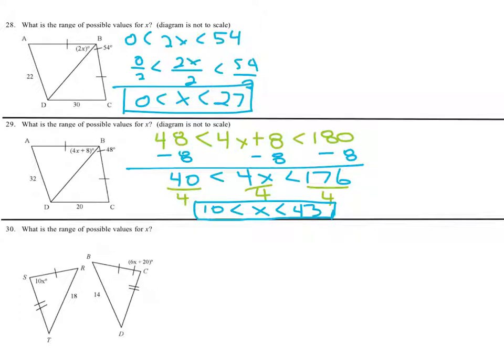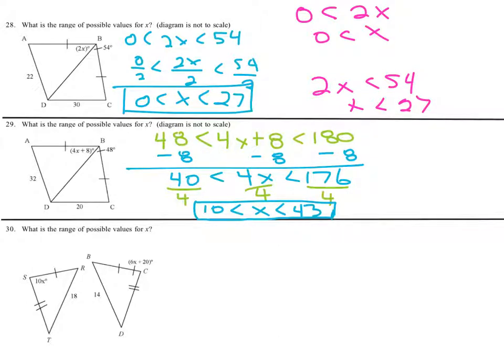And by the way, just looking up top for a second, you could solve this in two pieces. This one you could say 0 is less than 2x, and you could also say 2x is less than 54. You could do it in two parts and get 0 is less than x, and here x is less than 27, and you could still then put them together to say x is between 0 and 27, right? So you could do it in parts, and that's what we're going to do down here on the bottom because you need to.